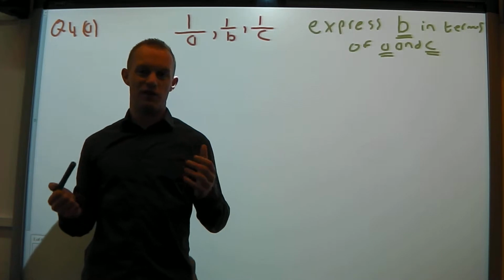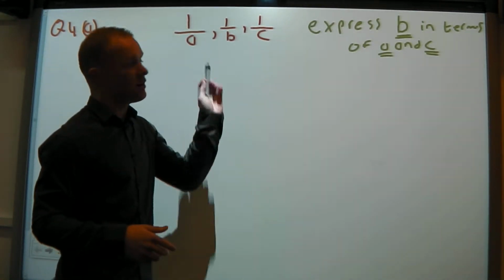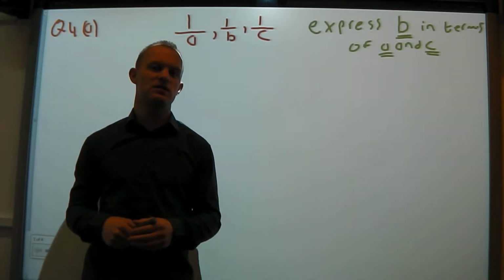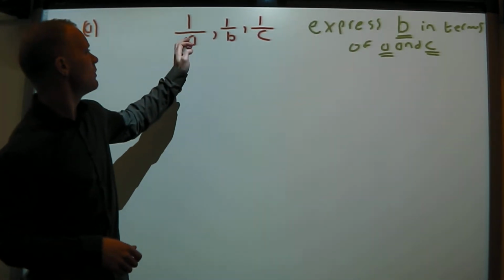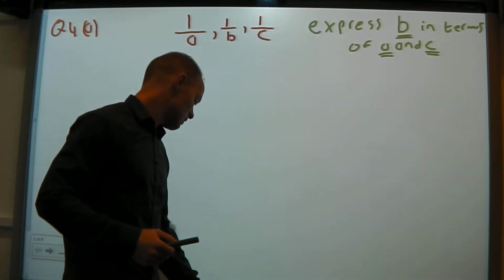Now, this question 4 is generally easy, and parts A and B are actually especially easy. So we just start off with this one. We're told it's an arithmetic sequence. So we know the difference between 1 over A and 1 over B is the same as the difference between 1 over B and 1 over C. So we'll just show that here.